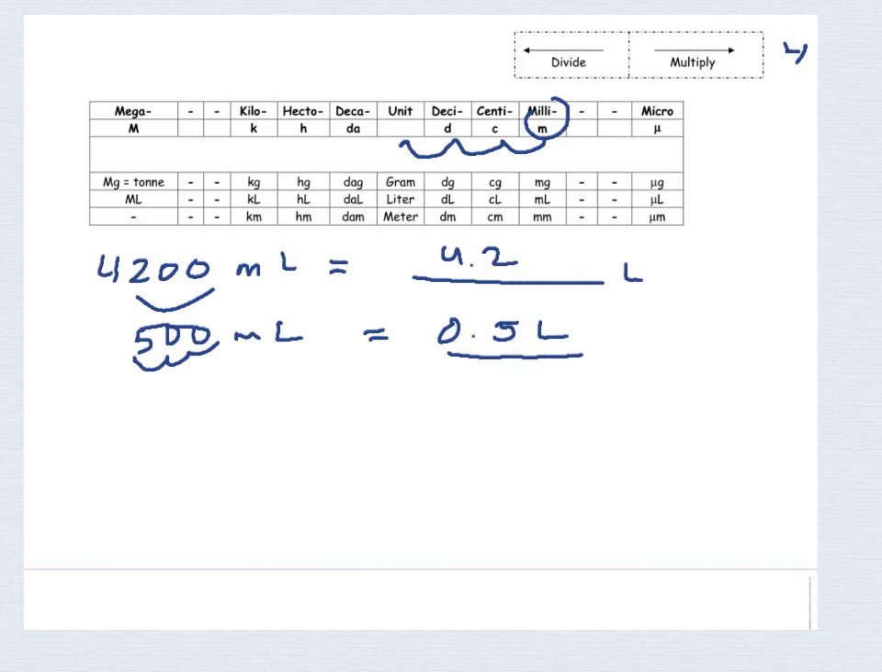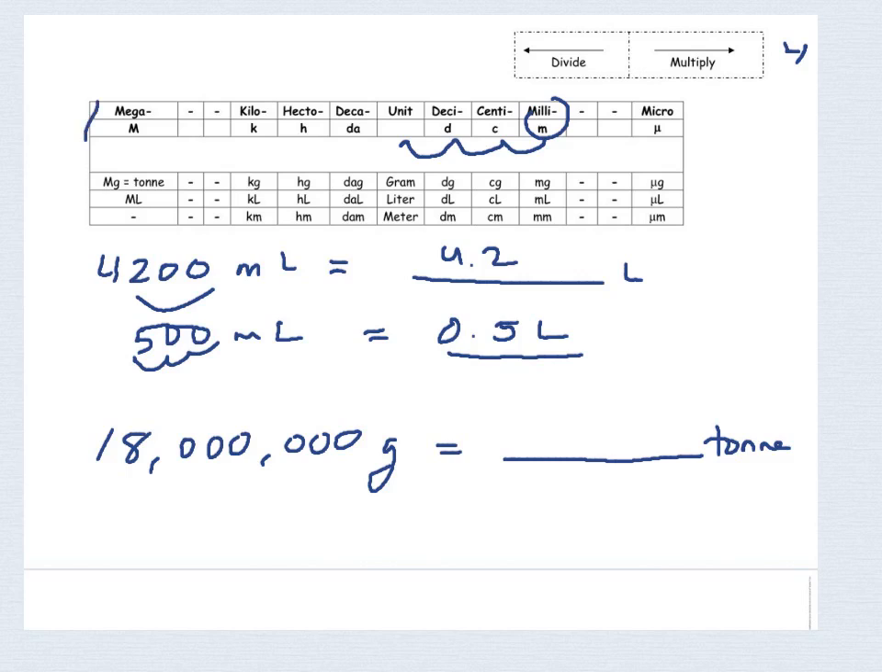Let's do one with mass. Say you had a mass on your job site that was 18 million grams. That's a very large number, which is not practical to measure in grams. There's bigger units of measure. Let's change from grams into metric tons. The first thing you'd have to know is that a metric ton is the same thing as a megagram.